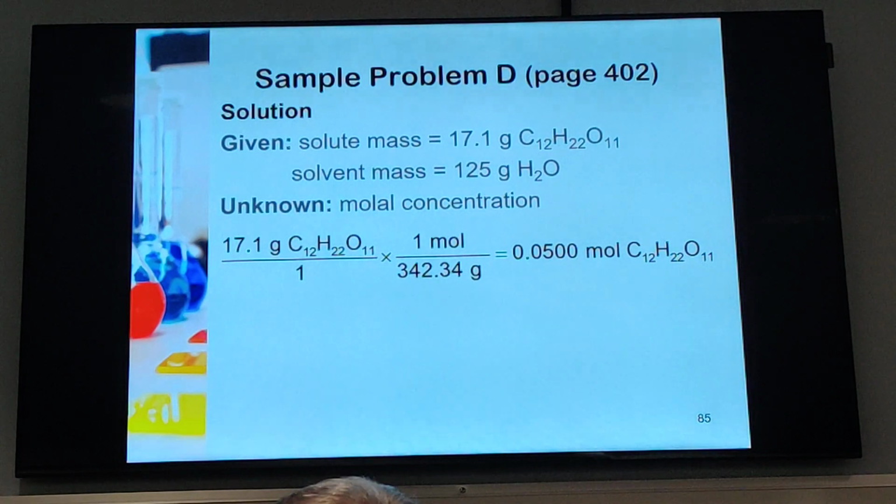So I'm going to use it as my conversion factor. It has to be on the bottom. In other words, I have to divide. So that tells me that I have 0.0500. Remember, I have to have 3 significant figures. So I have 0.05 moles of sucrose. So it's not a lot of sucrose.